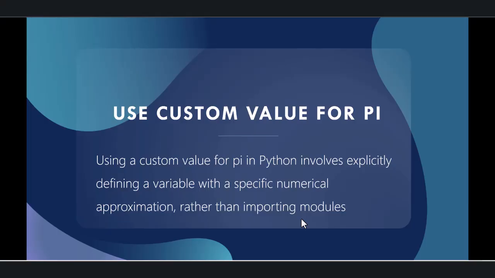In the last example, we imported math module. Here, what it is saying is rather than importing that module, we will have to create a new variable, and explicitly we will give a numerical value to that variable. This is how the pi value is defined in this method. Let us see more in example.